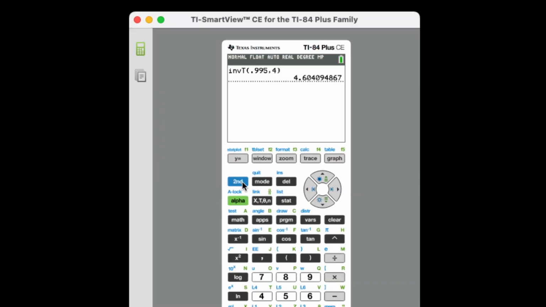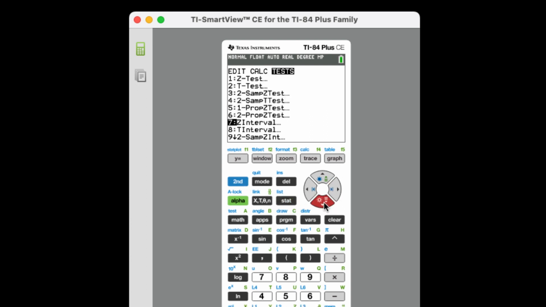Stat, test. Go down to linear regression t-test. There it is. Make sure it's on L1 and L2. It is, and it's on a two-tailed test. All right, hit calculate. So now I get, remember, all of this information is what I'm seeking.